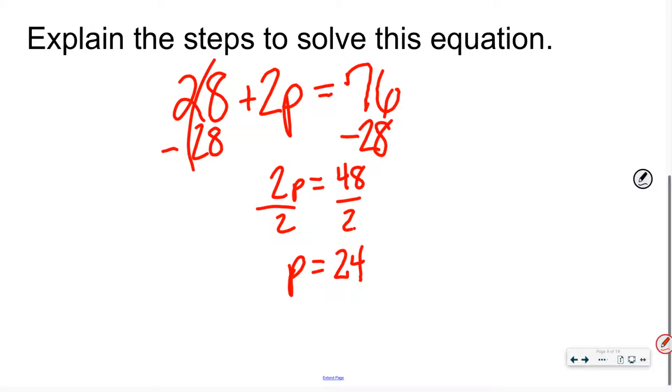How is that different than what Kevin did? Kevin, explain again what you did. What did you do to solve? I subtracted the price of the adult ticket from the total. He took away the adult ticket from the total. He did 76 minus 28, and then what? And then the answer I divided by 2. And then he took that 48 and cut it in half.